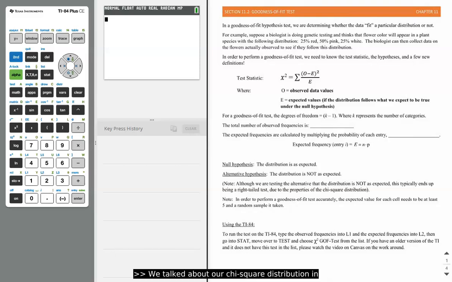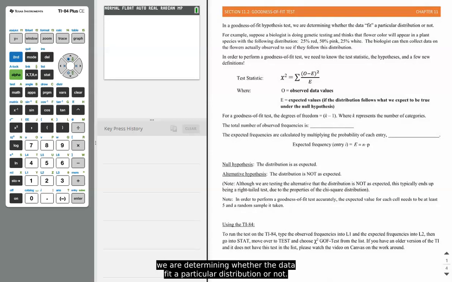So we talked about our chi-square distribution in our last section and the chi-square test of independence. And so in this section, we're going to talk about the chi-square goodness of fit test. So in a goodness of fit hypothesis test, we are determining whether the data fit a particular distribution or not.